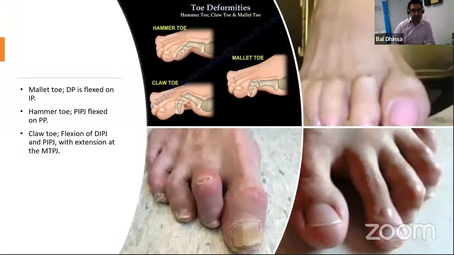So first of all, the terms mallet toe, hammer toe, and claw toe often get intertwined and mixed. So I think it's important to get clear the nomenclature that we're going to use for this talk. With the mallet toe, I'm talking about the distal phalanx flexing on the intermediate phalanx. For hammer toe, I'm talking about the PIPJ flexing, so it's the intermediate phalanx flexing on the proximal phalanx. And for claw toe, we're talking of flexion of the distal interphalangeal joint and proximal interphalangeal joint, with hyperextension of the metatarsophalangeal joint. And these are some of the pictures that are demonstrating that a bit more clearly.